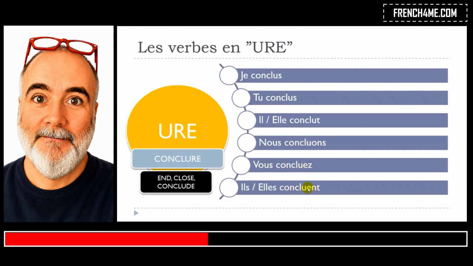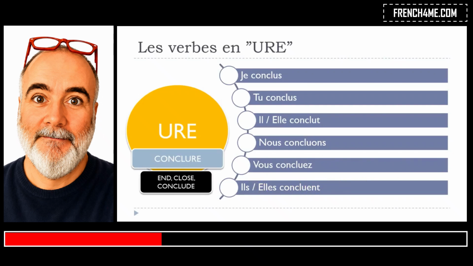Okay, keep in mind that even if you put this final ENT, so the ending, you don't pronounce it. So phonetically you get conclu. Conclu. Okay, so je conclus, tu conclus, il conclut, elle conclut, nous concluons, vous concluez, ils concluent, elles concluent.